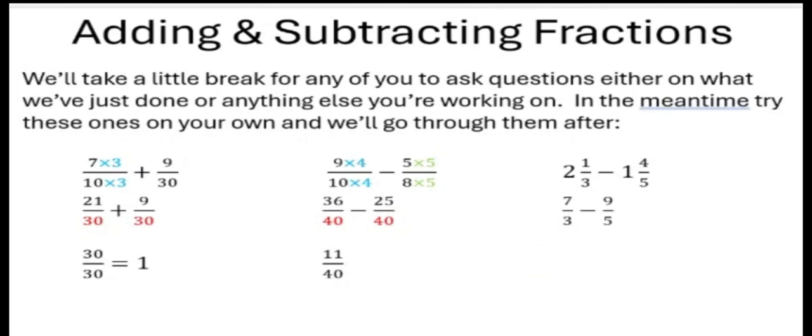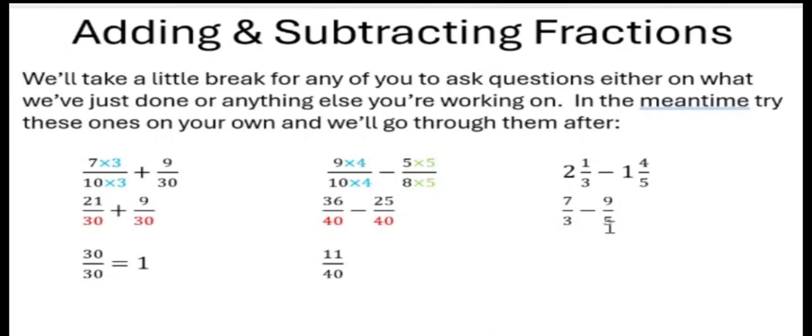Over here, I gave the suggestion that you want to turn these into improper fractions, and I'll talk about why we did that as the very last thing here in a minute. So 2 times 3 plus 1 is 7, so 2 1/3 is the same as 7 over 3. 1 times 5 is 5, plus 4 is 9. 9 over 5.